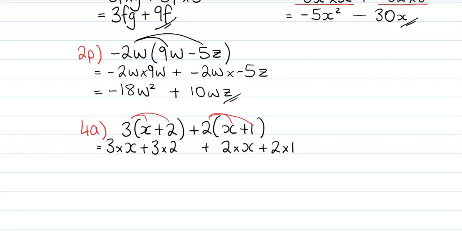Okay, I only put the negatives in there if there's a negative. Otherwise, it's just straight across. So 3 times x is 3x, plus 3 times 2 is 6, plus 2 times x is 2x, plus 2 times 1 is 2. Okay, that's all my multiplying done. I've now distributed and gotten rid of the brackets, but I can simplify further because I've got some like terms there. So 3x and 2x are like terms. I can add them together. 3x's plus 2x's equals 5x. Plus 6 and plus 2, they're like terms as well. Plus 6 plus 2 is plus 8.